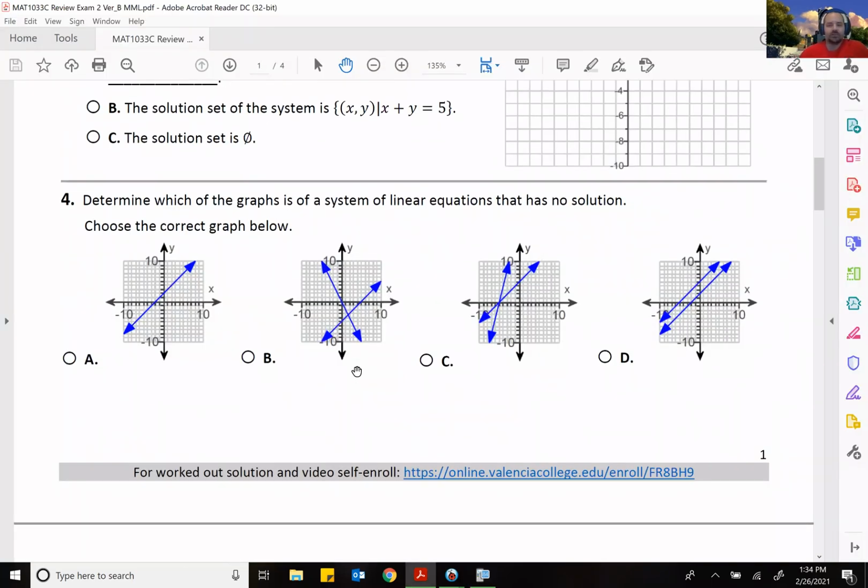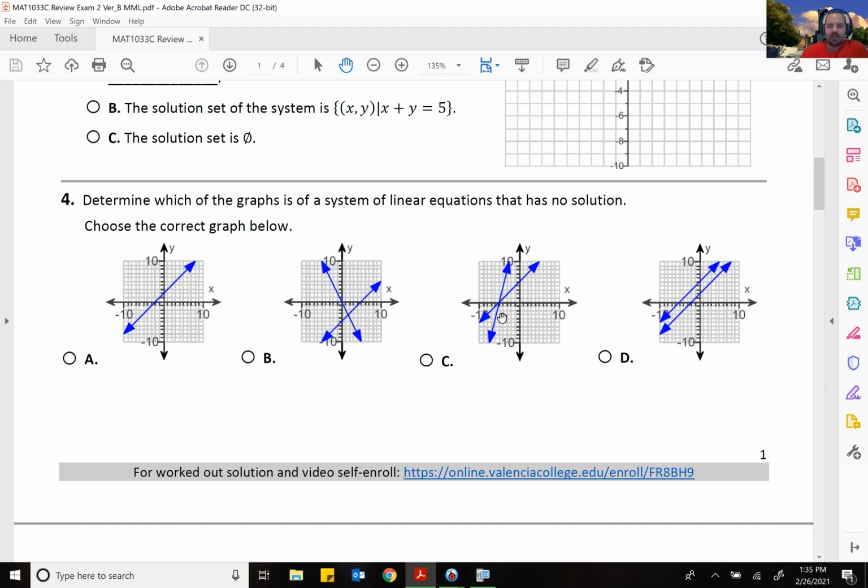So we kind of just talked about what number 4 is asking. I want to know which graph below shows no solution. C. Which graph below shows no solution? D. How did you know it was D? Because the lines don't intersect. Correct. Because when a system shows no solution, it means the 2 lines are parallel. And D has parallel lines.